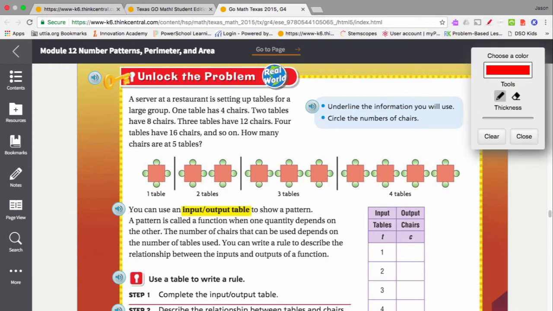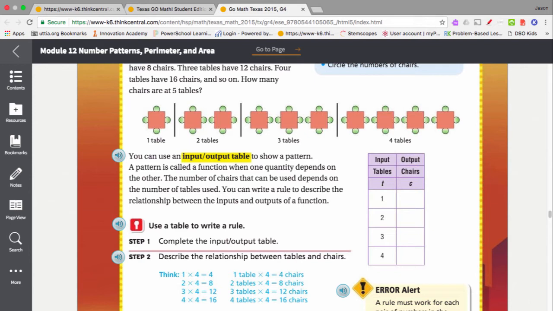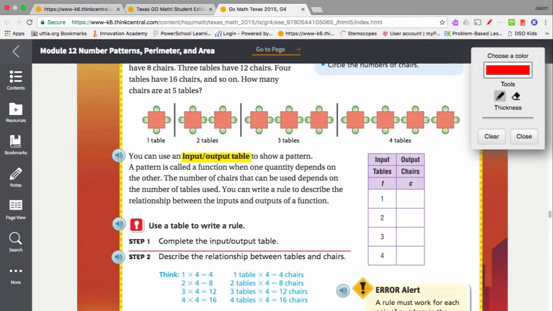So let's find out what we need to know. We have one table has 4 chairs. And here's a picture of our table with 4 chairs. So there's 1 times 4. Here's 2 times 4. 3 times 4. And so on. We can record this information in something called an input-output table. And an input-output table looks something like this. We have the input, which is the number of tables that we have, and the output is going to be the number of chairs that we have.